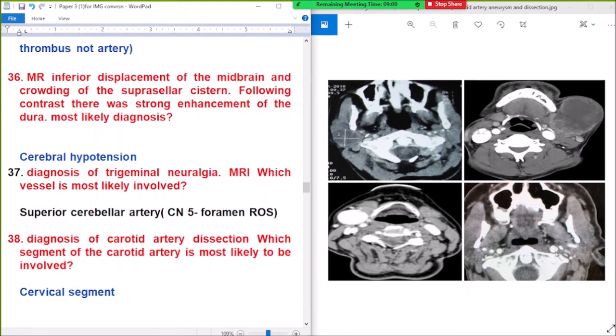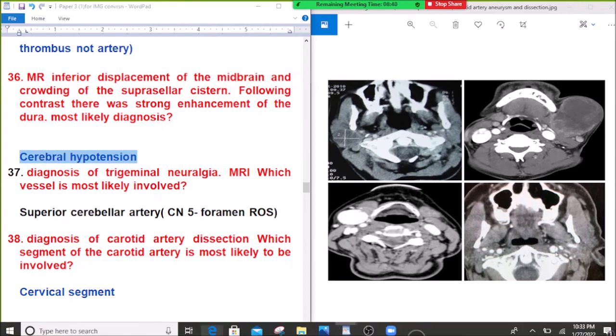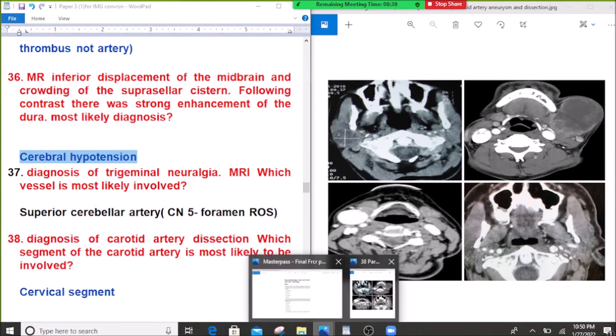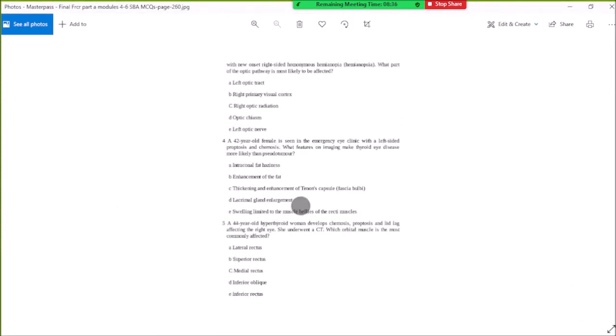Question number 36. MRI shows inferior displacement of the midbrain and clouding of the suprasellar cistern. Following contrast, there was strong enhancement of the dura. Most likely diagnosis: intracranial hypotension. Inferior displacement of the midbrain, clouding of the suprasellar cistern, and strong enhancement of the dura.